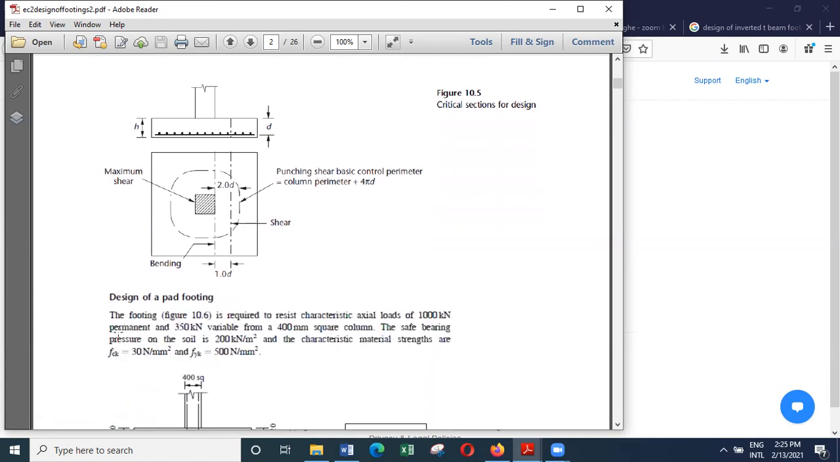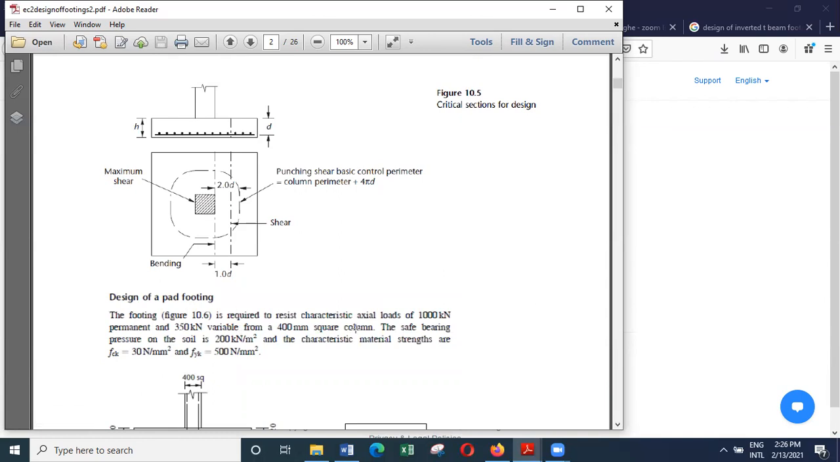So this is an example that I have taken from a book. We'll just discuss that just to get ourselves familiar with the process so that we can use the same techniques in the other types of bases as well. So when you have a footing, the footing is required to resist a characteristic axial load of 1000 kilonewtons, and that is the permanent load, and a variable load of 350 kilonewtons.